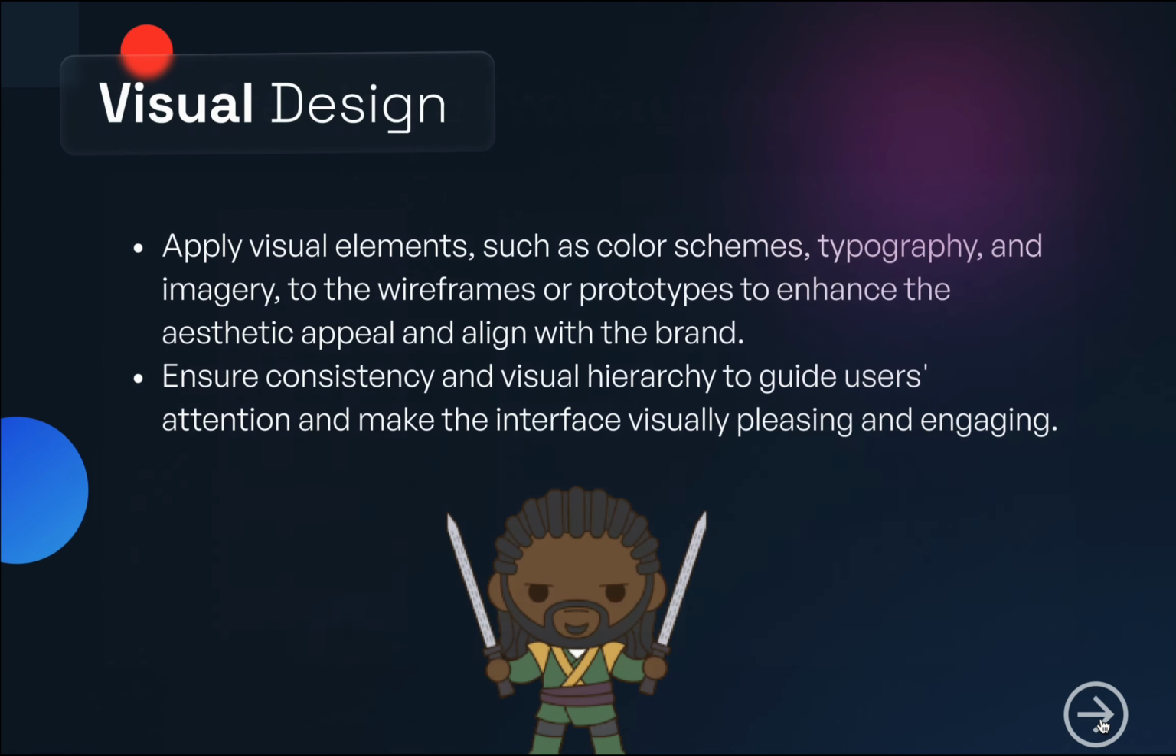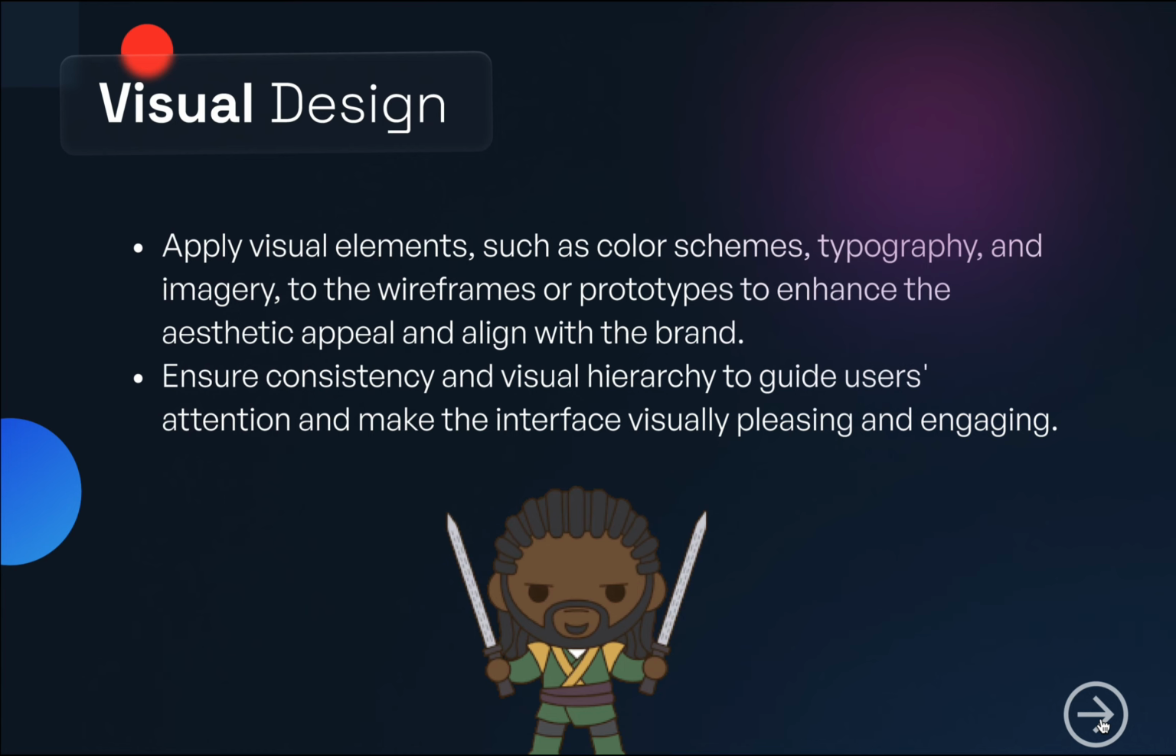Next thing you would do is getting the visual design done. So this is where you apply all of the colors, you apply your typography, the perfect typography. You get all of this done, give it a very beautiful feeling, give it aesthetic appeal so that when people look at it, it is attractive. Because design is not just about solving problems, it's also about adding beauty to those products you're designing. So ensure consistency and visual hierarchy to guide users' attention and make the interface visually pleasing and engaging. So this is where the UI part of UX comes in.